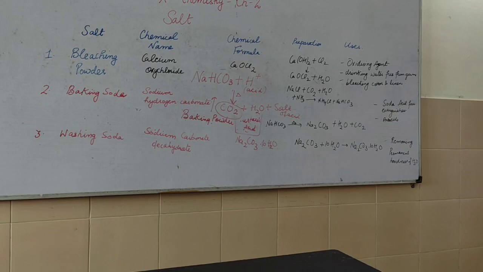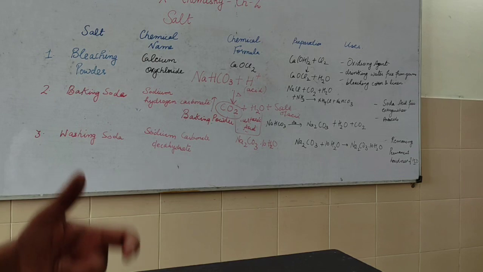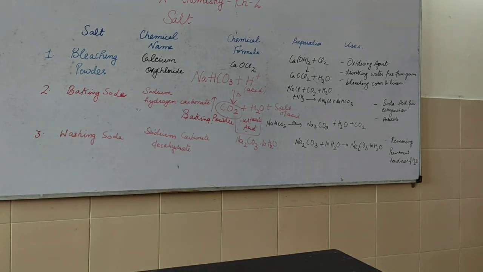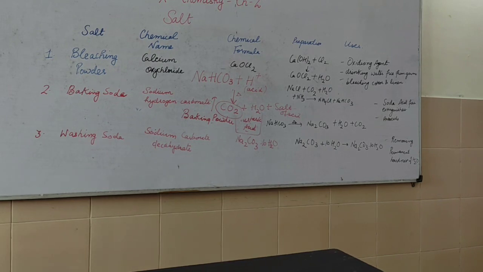Next are the uses of washing soda. Washing soda is used for removing permanent hardness of water. It is also used as a cleaning agent for domestic purposes. It is also used to make sodium compounds like borax, which is Na2B4O7.10H2O, which is used to make borosilicate glass, which we use in laboratories. Right? And it is also used in glass, soap and paper industries.